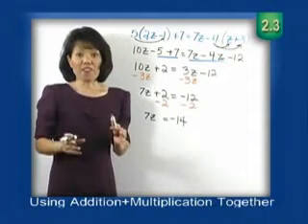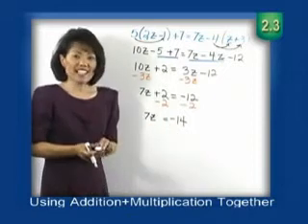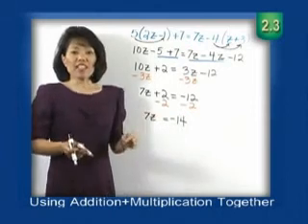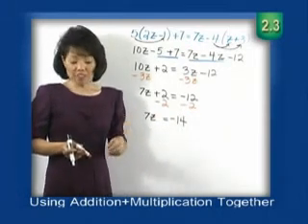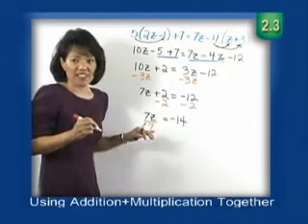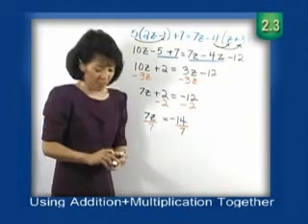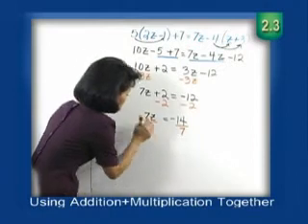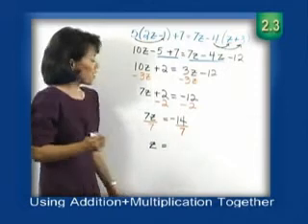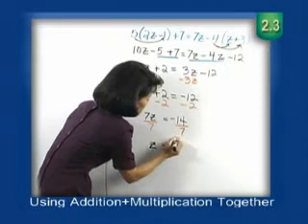We're almost there. Here we go. We have 7z equals negative 14. The last step in solving this equation is to get rid of that 7. The 7z means 7 times z. To undo multiplication, I'm going to do division. But if I divide this left-hand side by 7, I'm certainly going to divide the right-hand side by 7. So 7 divides out by 7. That leaves me z equals negative 14 divided by positive 7 gives me a negative 2.